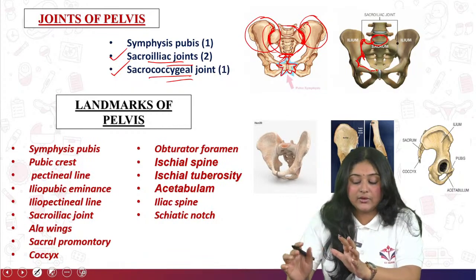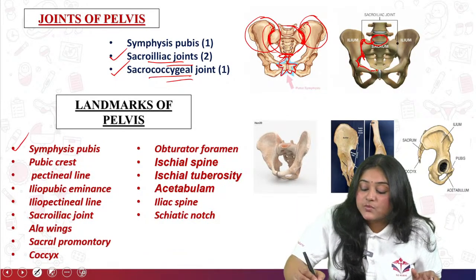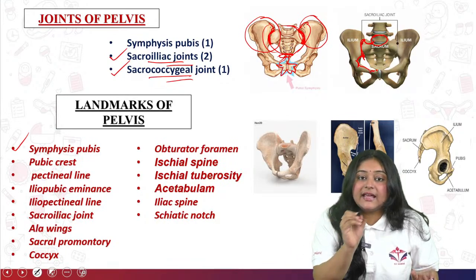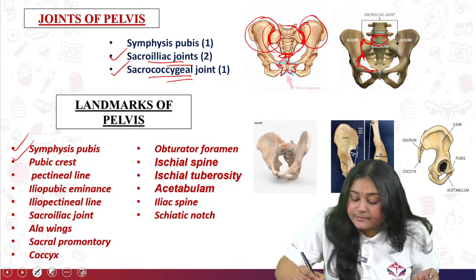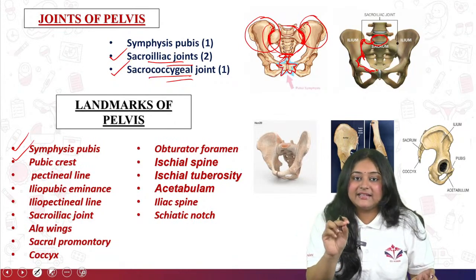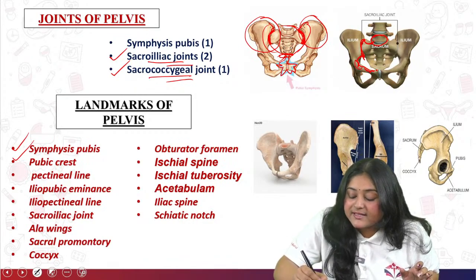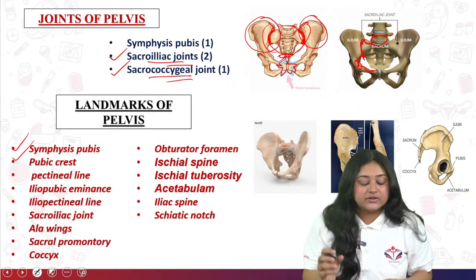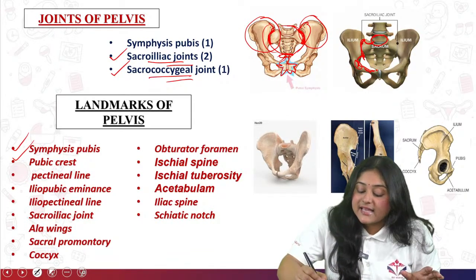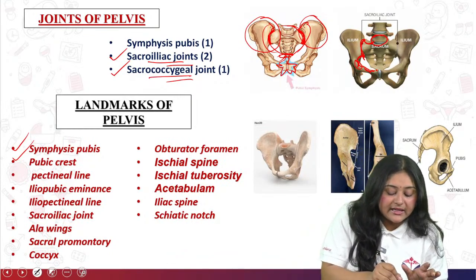These are the main ones. Okay, so what are the things? First is the symphysis pubis. Next one is the pubic crest, a wave-shaped structure. Next is the pectineal line, a straight line type of structure. Then the iliopubic eminence, an oval-shaped structure. Again a straight line is there, that is the iliopectineal line.